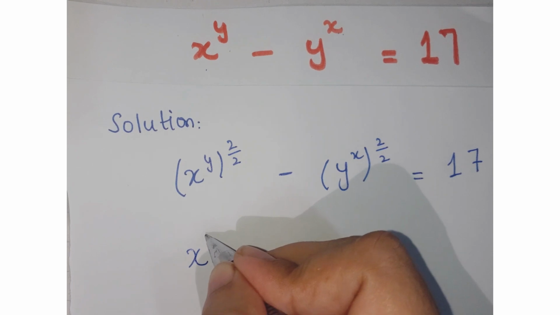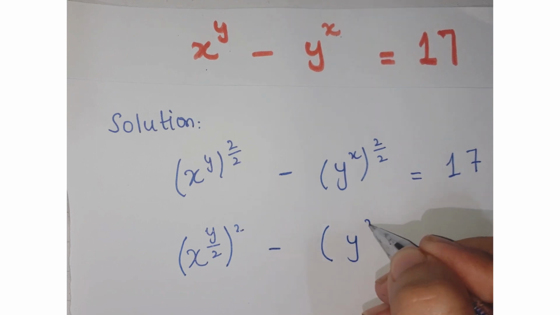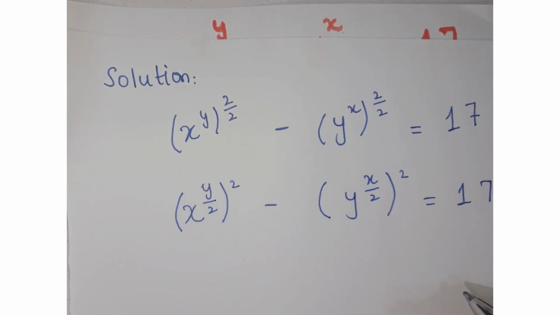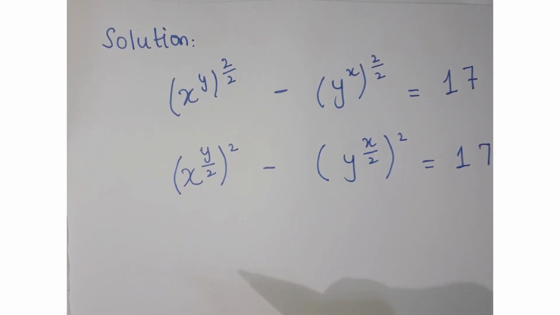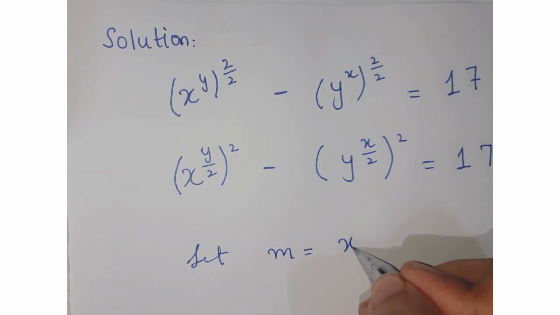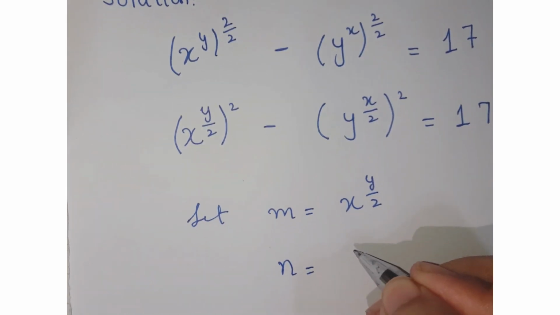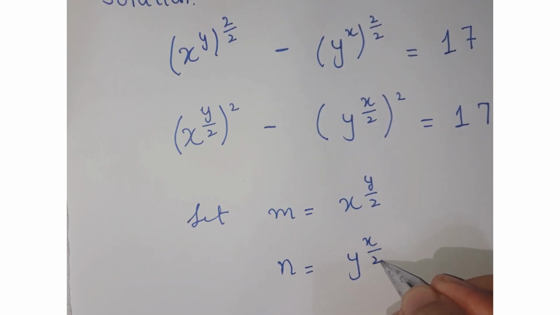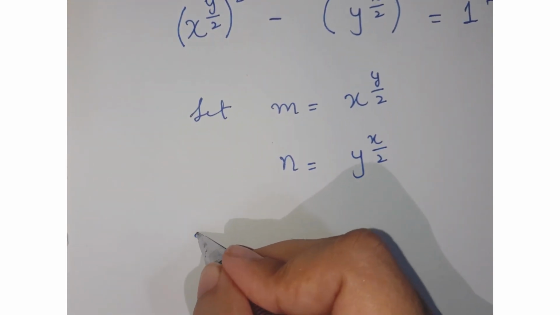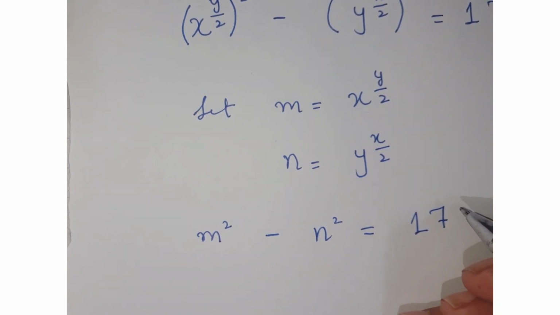Further, you can write it as (x to the power y upon 2) whole to the power 2 minus (y to the power x upon 2) whole to the power 2 is equal to 17. Just assume that m is equal to x to the power y upon 2 and n is equal to y to the power x upon 2. Now put these two values in the equation, so you get m square minus n square is equal to 17.